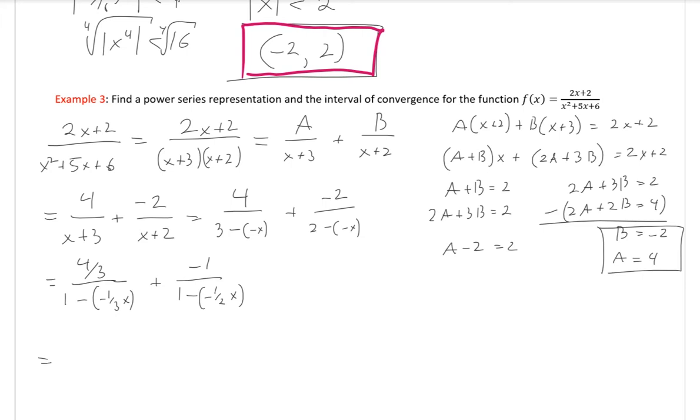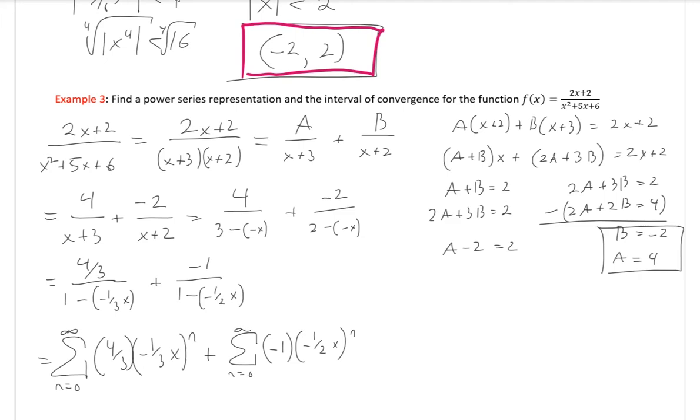And so we have two series. Let's keep that in black. This first one we have a, which is 4/3, times the ratio, which is negative 1/3 x, taken to an n power from 0 to infinity, plus the second one as a summation. We have a as negative 1 times the ratio negative 1/2 x taken to the n power from 0 to infinity.